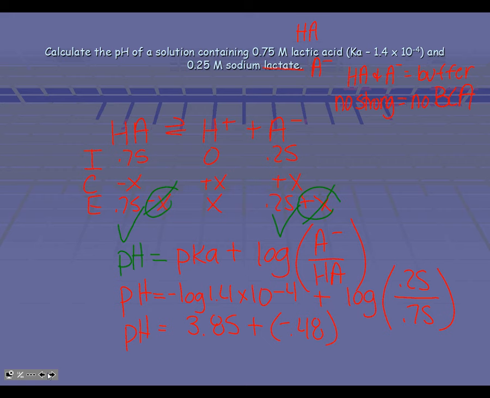So the pH of this buffer is 3.37. So this problem was just to show you that here's a quicker, easier way to get to a pH.